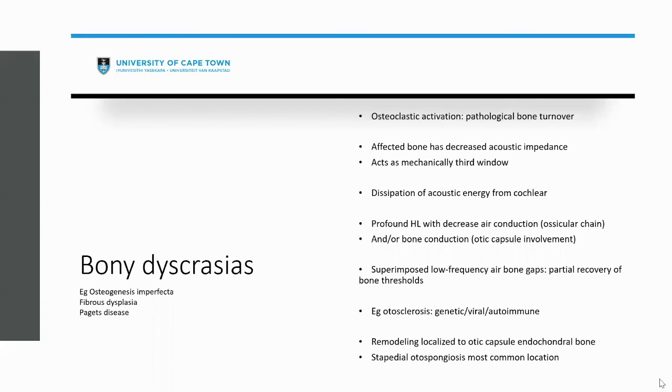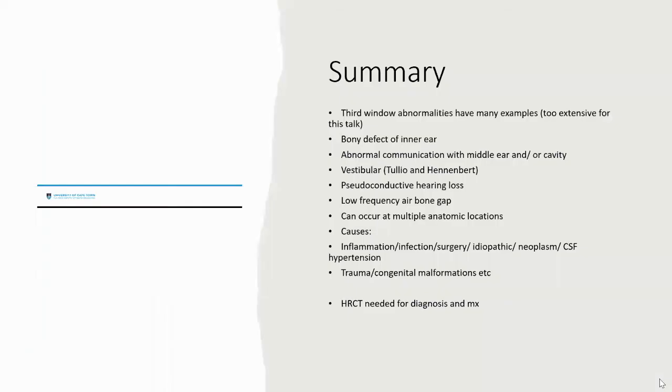So you can have profound hearing loss if it involves your ossicular chain, for air conduction and/or bone conduction, depending on which part of the bone it involves. You can have superimposed low frequency air-bone gaps. And examples of these might be something like otosclerosis, which might be genetic, viral, autoimmune, and the remodeling might be localized only to the otic capsule, and then you also have stapedal otospongiosis, which is your most common location for where this abnormality occurs. So in summary, third window abnormalities have many examples.